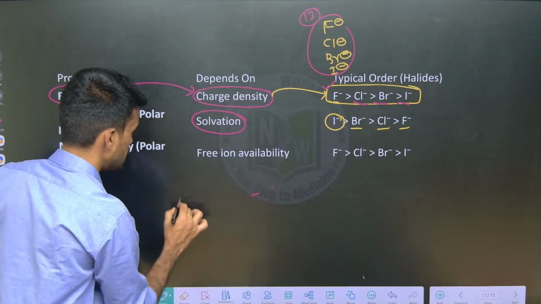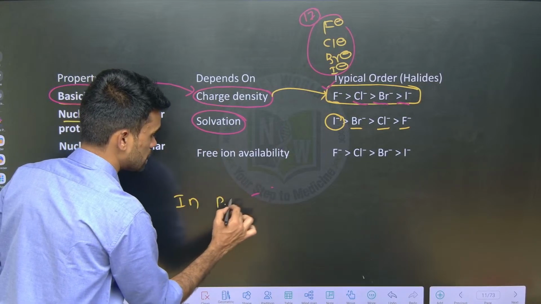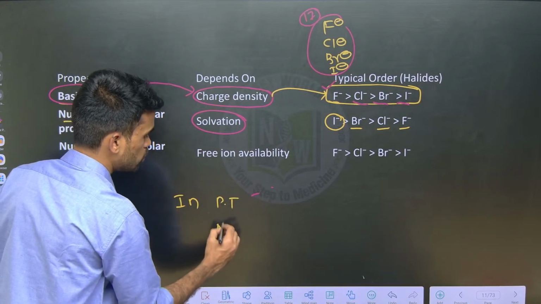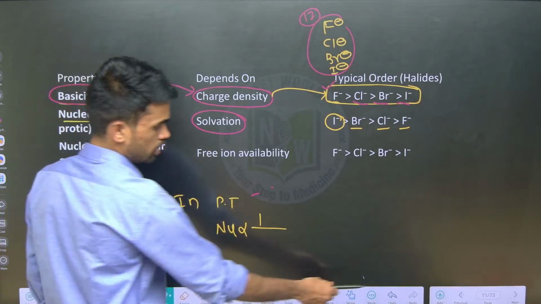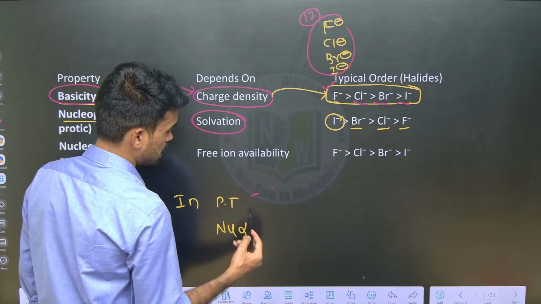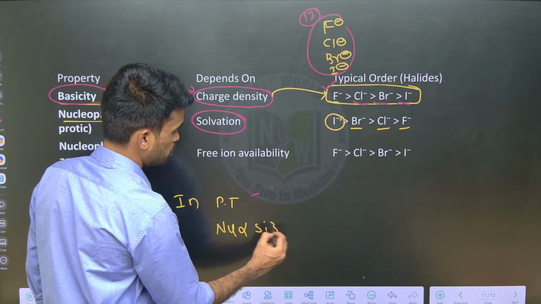So you can write that in a group in the periodic table, nucleophilicity is directly proportional to size.